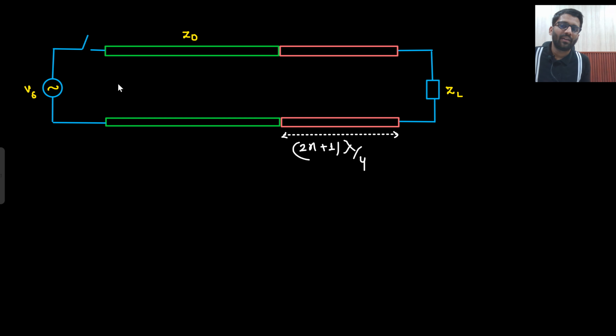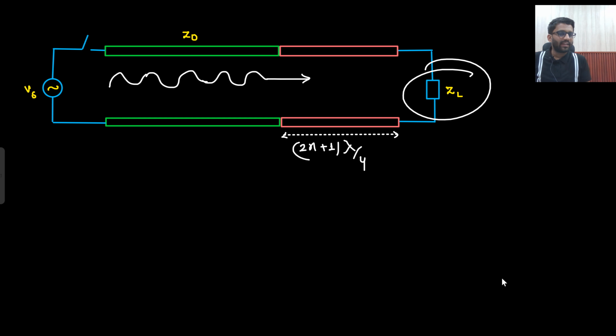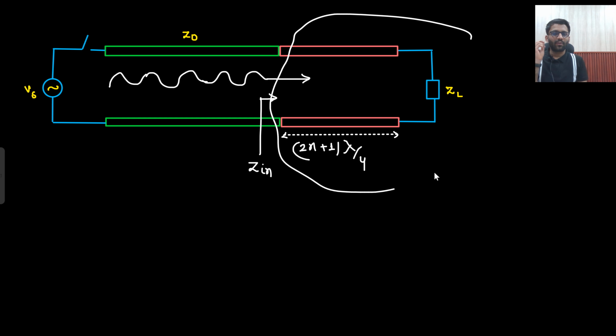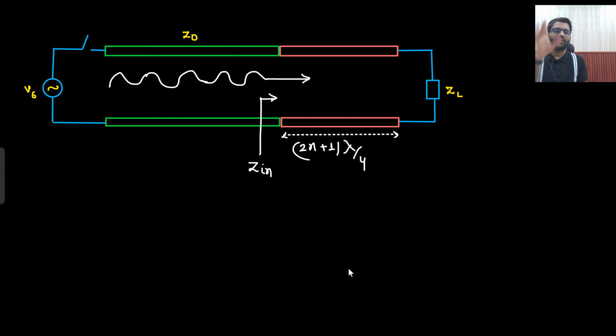Now what is my target? Whatever power is coming here, the complete power should be transmitted to this side. That's it. This is my target. How much is given to ZL is not my target. My target is that whatever is coming here, there should be no reflection. That means whatever impedance you see here should be equal to Z naught. Is that clear to you? Basically, the equivalent of this much should be equal to Z naught. This is what we do.